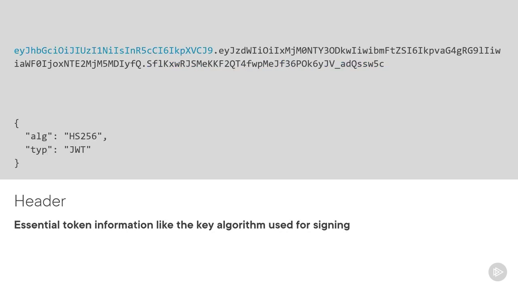And last, or rather first from the point of view of the token string, the header. This header contains information the receiver of the token can use to learn about essential token information it might need for parsing and validating it, like the key algorithm used for signing.